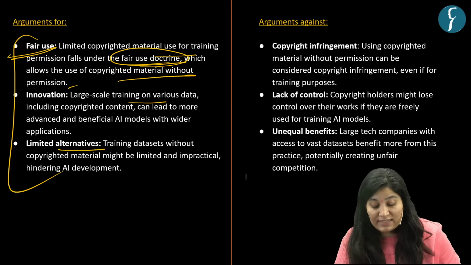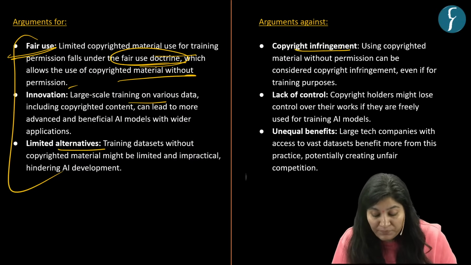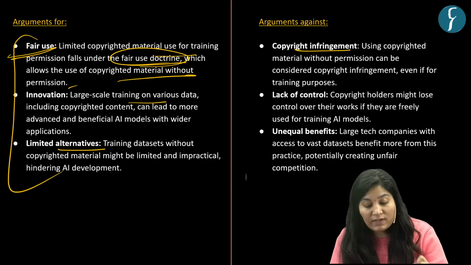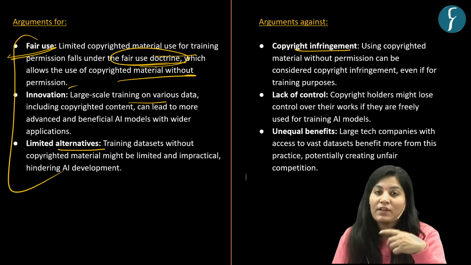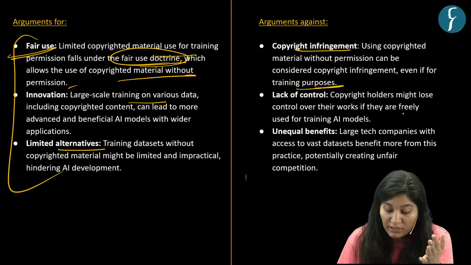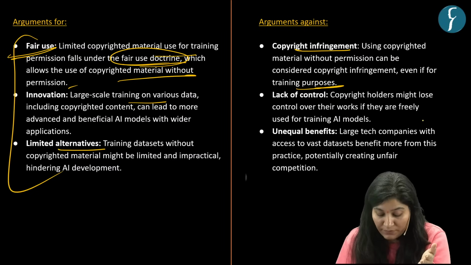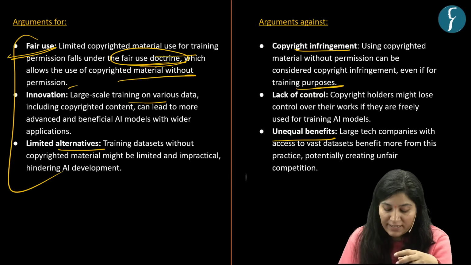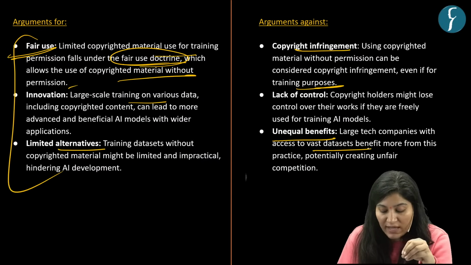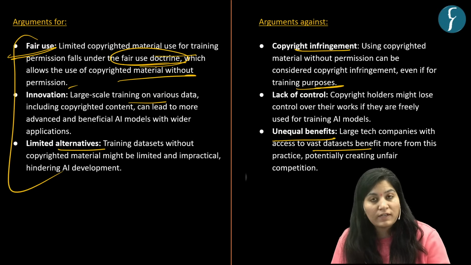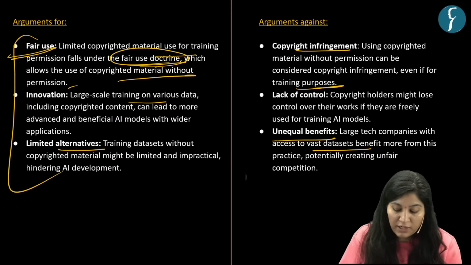Now, against. First is copyright infringement. Using copyrighted material without permission can be considered copyright infringement even for training purposes. Another is lack of control. Copyright holders might lose control over their hard-earned work. Then unequal benefits. Large tech companies definitely have access to vast data sets, so they will get more benefit. So this is the third concern. So these are the arguments against.